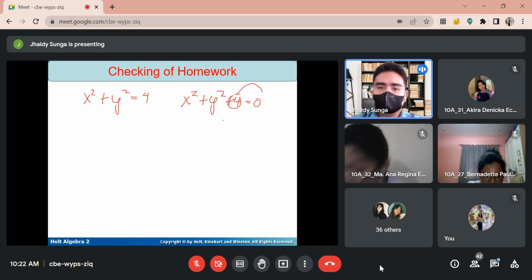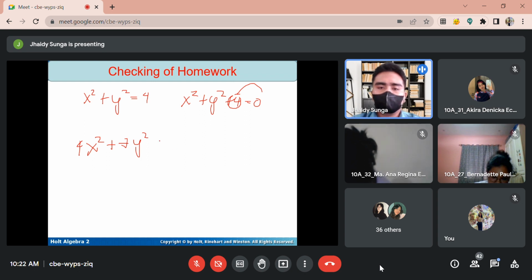Okay? All right. But what if you have, let's just say, 4x squared plus, let's just say, 7y squared is equal to, let's just say, 28? Hmm. This is what we call an ellipse. How did we say it's an ellipse?